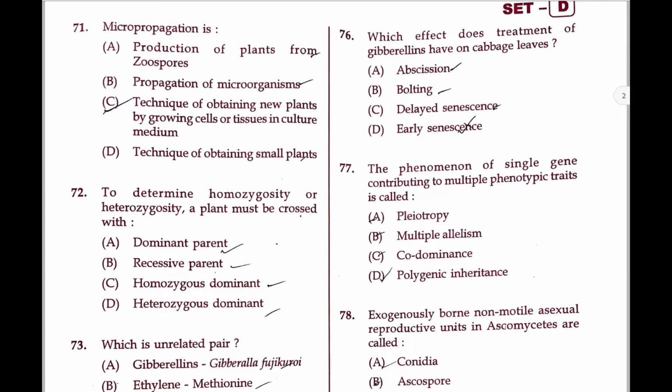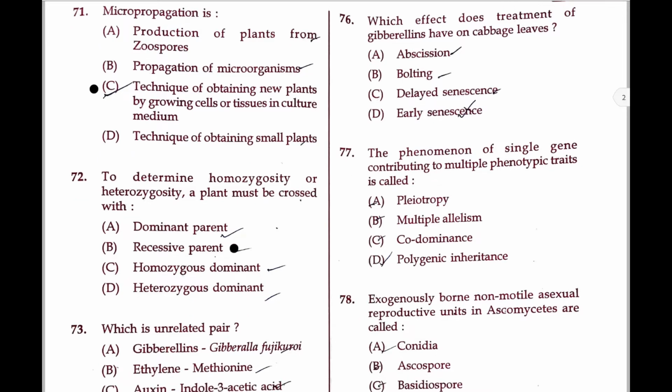Next, micropropagation is dash. The answer is option C. It is the technique of obtaining new plants by growing cells or tissues in culture medium. To determine homozygosity or heterozygosity, a plant must be crossed with a dash. The answer is option B, that is recessive parent, and it's a direct question from the test cross.